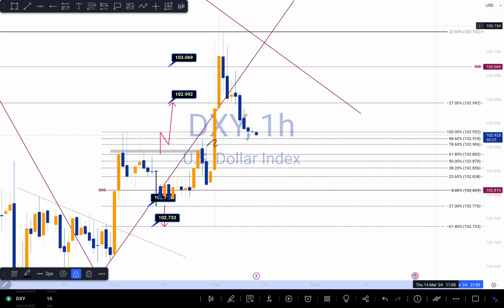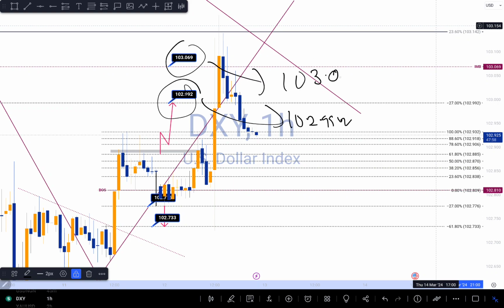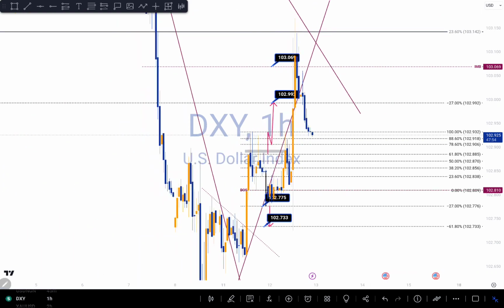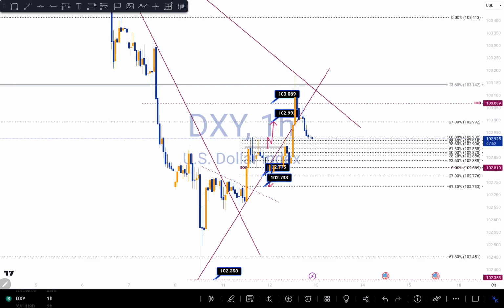Alright, we can see that we hit my first TP, which is 102.992, and hit my second TP, 103.069, and we finally got to this level right here, which I also explained in my previous analysis, because we can see that we had this break of structure right here, came to retest that structure, because we haven't retested this break of structure with this candlestick right here for it to get momentum to push to the downside.